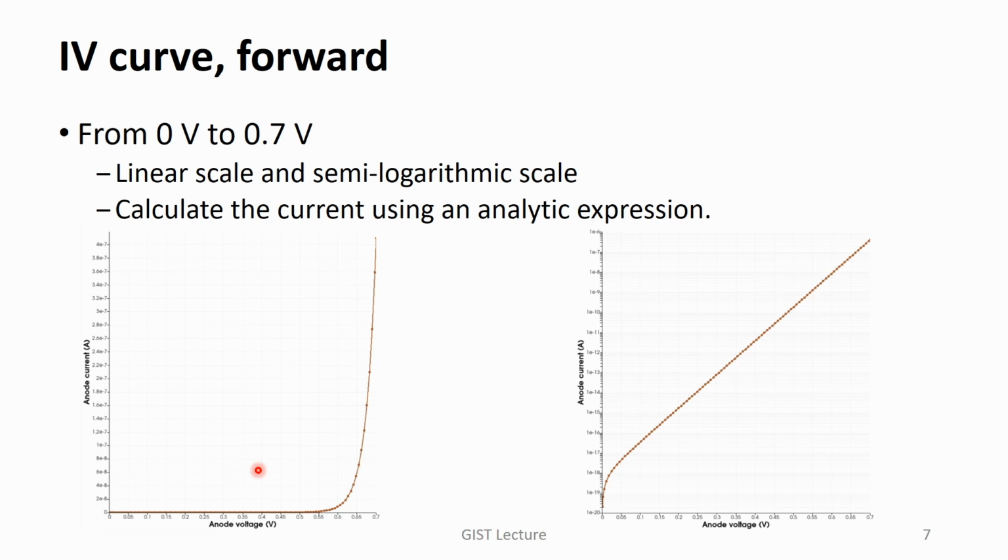You know an analytic expression for the diode current. Try to calculate the current using that analytic expression and compare the result. In the semi-logarithmic graphs, you can estimate the slope. Check that the slope is 60 millivolt per decade.